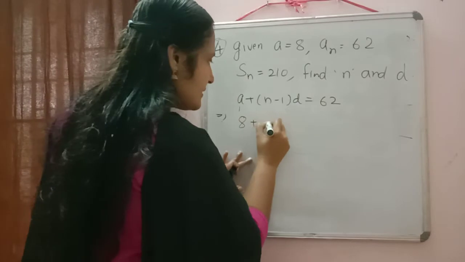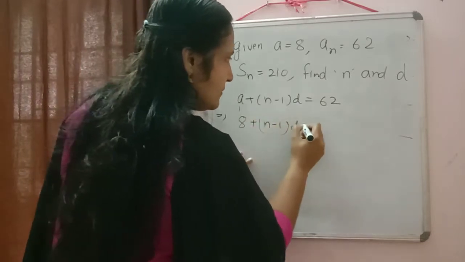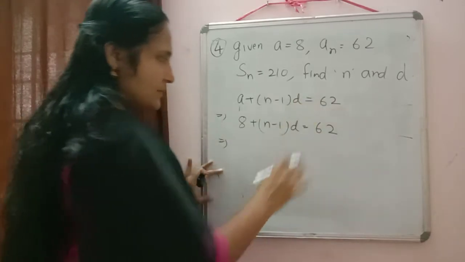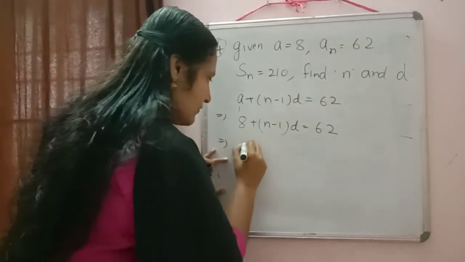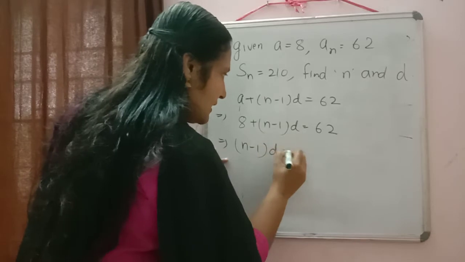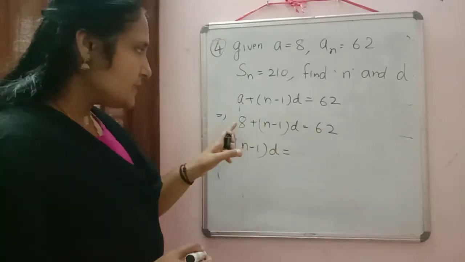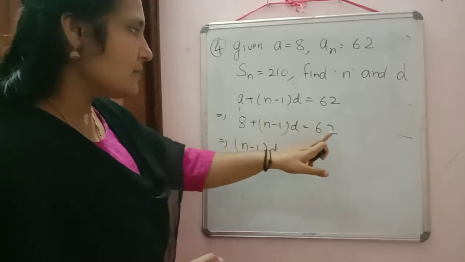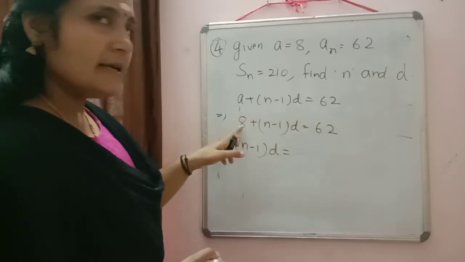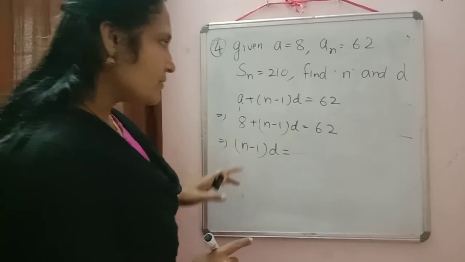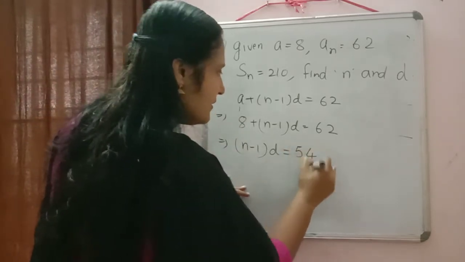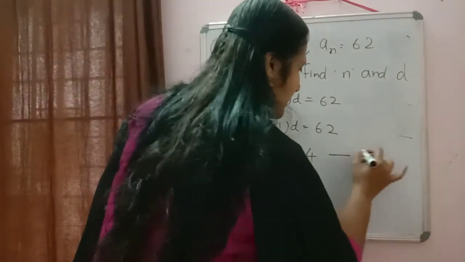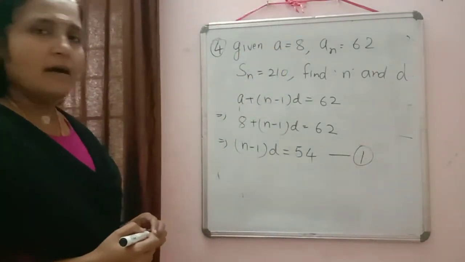8 plus n minus 1 into d is equal to 62. So 8 I am shifting to right hand side. So we will get n minus 1 into d is equal to 62 minus 8. 62 minus 8, I am doing the subtraction also. 12 minus 8 is 4. So it will be equal to 54. So we are getting n minus 1 into d is equal to 54. Make it equation number 1.